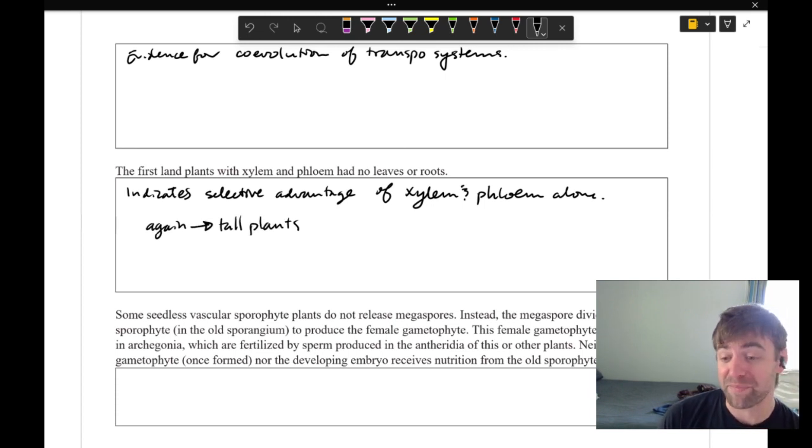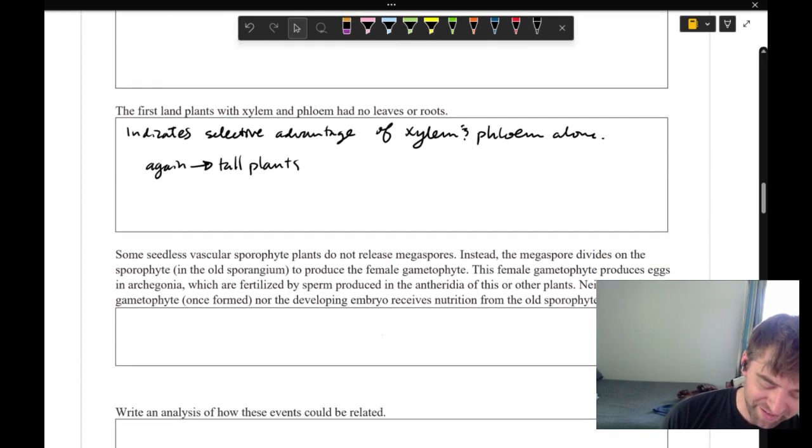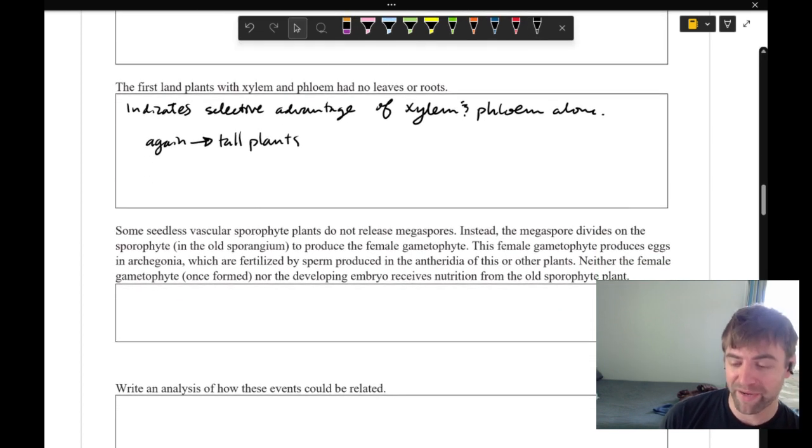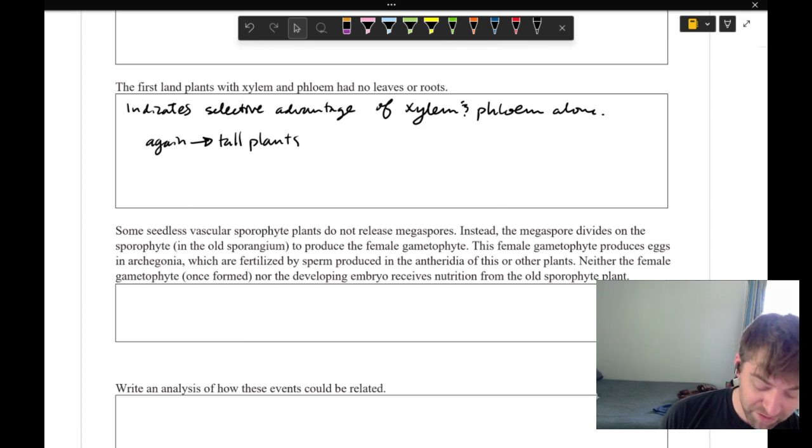Tall plants didn't have to compete for resources as much, and having these transport mechanisms in place even before leaves and roots evolved allowed for those non-photosynthetic parts to be fed in the absence of sunlight, as in shade.